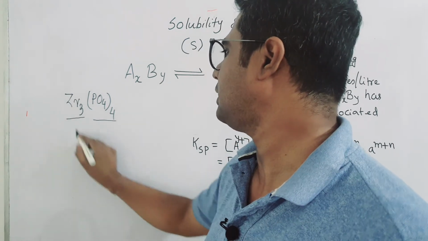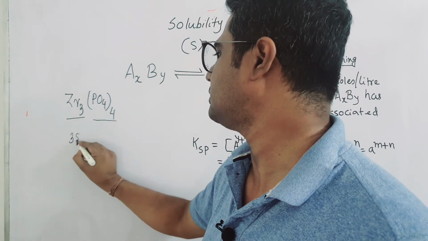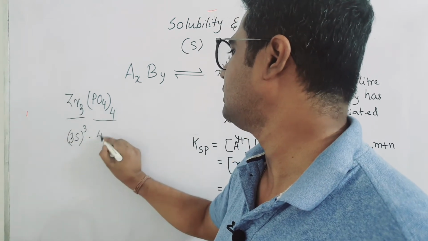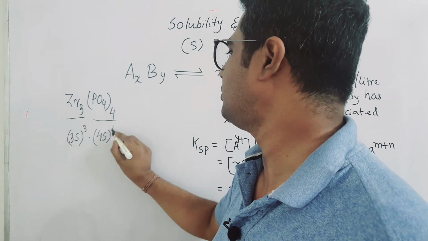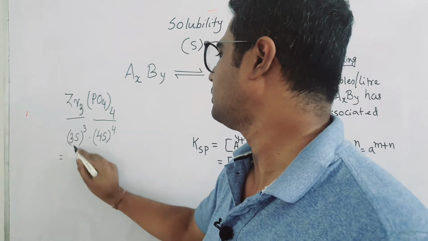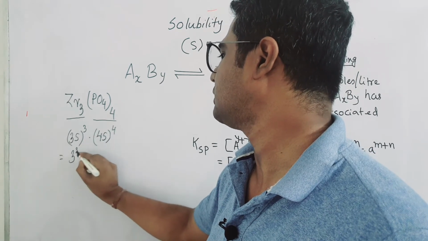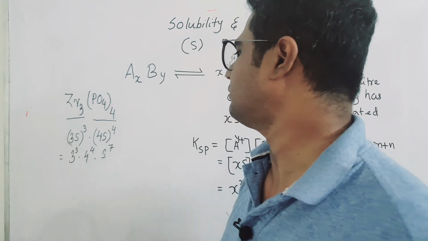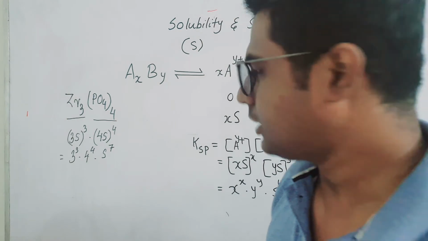Underline this separately. This is 3 zirconium, so 3s whole cube, 4 phosphate, so 4s whole to the power 4. हो गया, 3 to the power 3, 4 to the power 4, s to the power 7. ठीक है? Okay, clear?